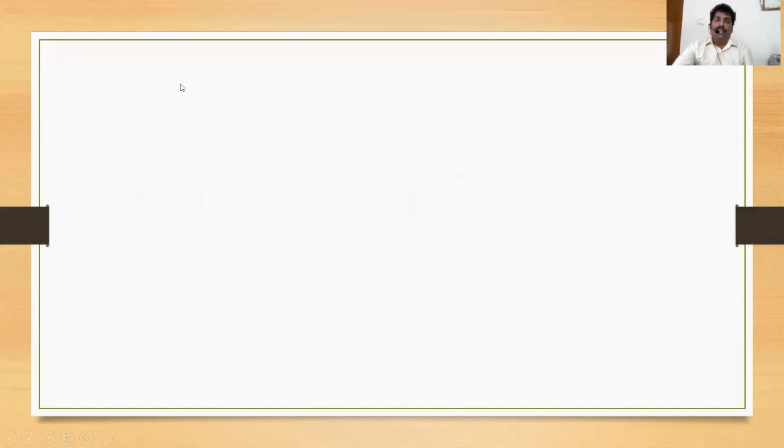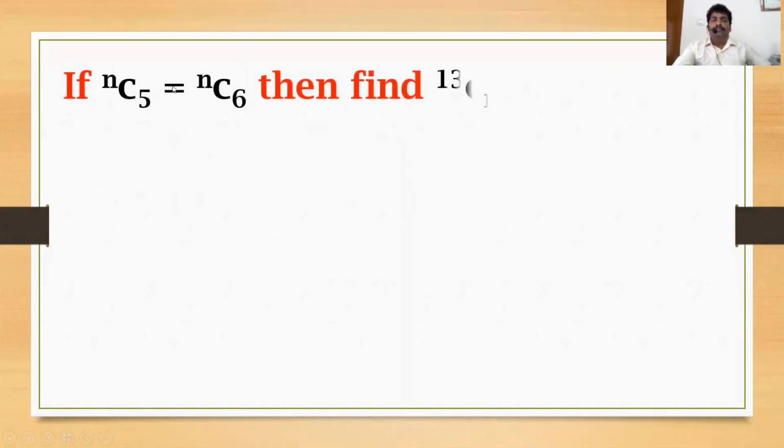So based on this, we'll see one example. If nC5 is equal to nC6, then find 13Cn. nC5 is equal to nC6, then find 13Cn. So same formula, nCr is equal to nCs.